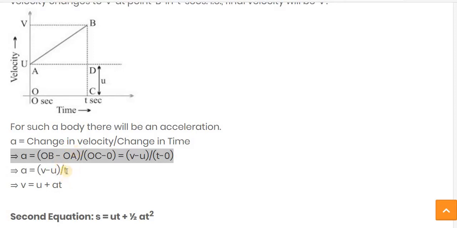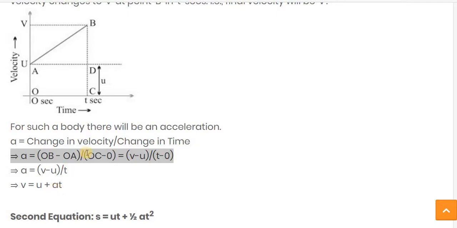If we take this t from here to the other side of the equal sign, then we get at. So v minus u is equal to at. Let's arrange this equation in a proper manner. Then we get v is equal to u plus at. So this is our final equation.